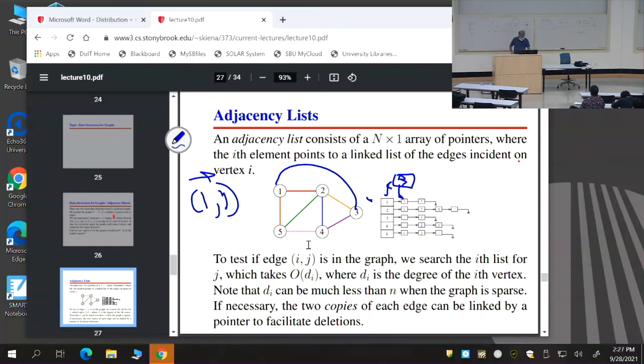Suppose I want to know whether edge 3, 5 is in the graph. How do I test whether edge 3, 5 is in the graph? Yeah? I go to the third list, and I then walk through it and say, are you 5? Are you 5? Nil? I couldn't find the 5. Edge 3, 5 doesn't exist. Was there another way to tell if undirected edge 3, 5 was in the graph? Yeah? Yeah. Could go to the fifth list. Are you 3? 3, 3, 3? No. Which one is better, to search the fifth list for 3 or the third list for 5?